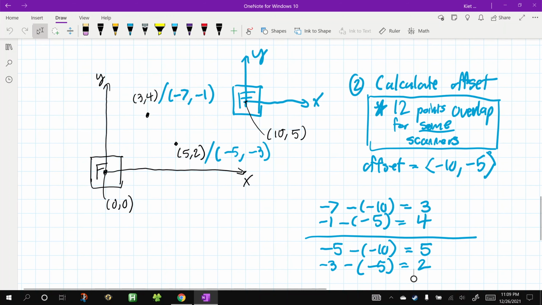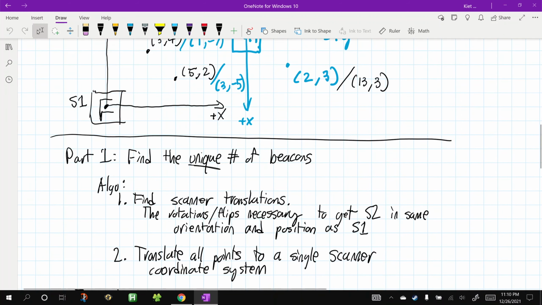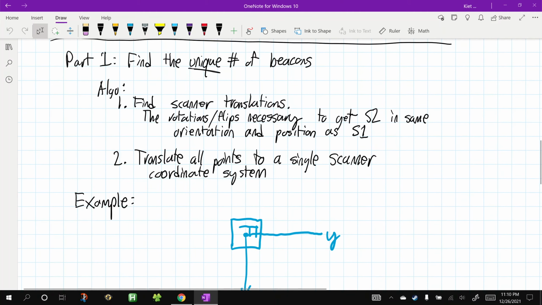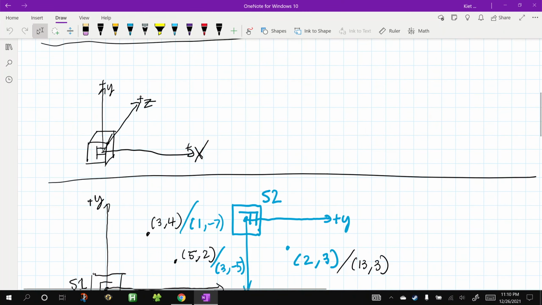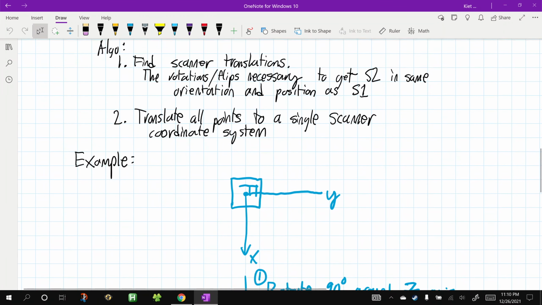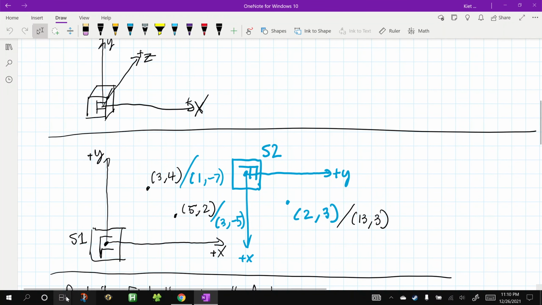Okay, so the important thing to note here, and a clue that the problem gives us, is that 12 points overlap for some of these scanners. So by using this fact, we can get the rotations and offsets necessary to get some of these scanners in terms of another scanner. Okay, so that is basically the main crux of the algorithm. Now I'll walk through the code as to how I actually did it.